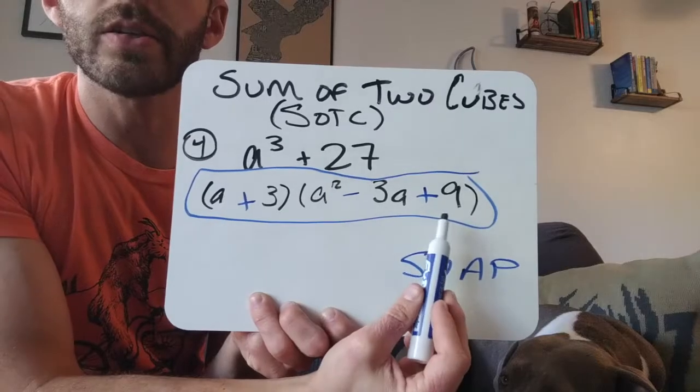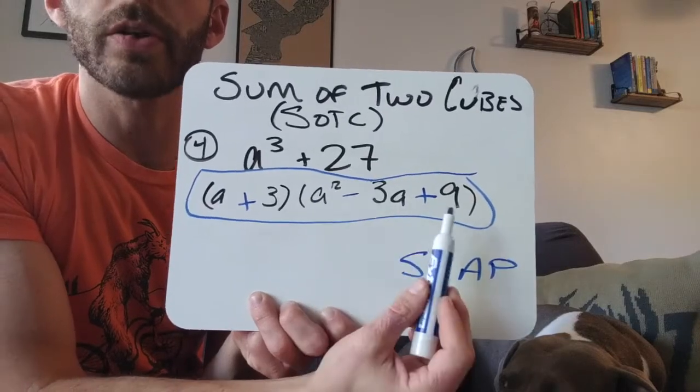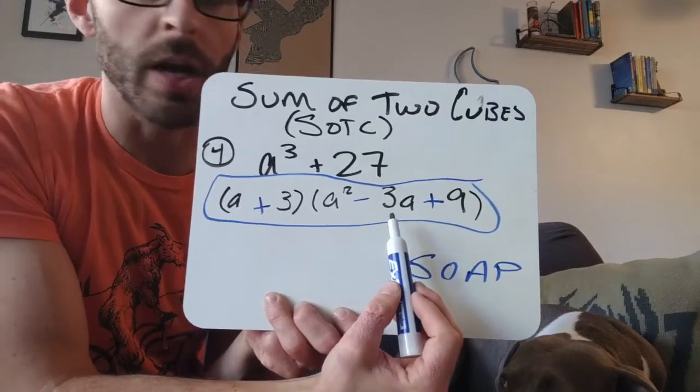By the way, this should not be factorable. Square the first, square the last, squeeze, don't double, should not be factorable. Okay? On to number 5.